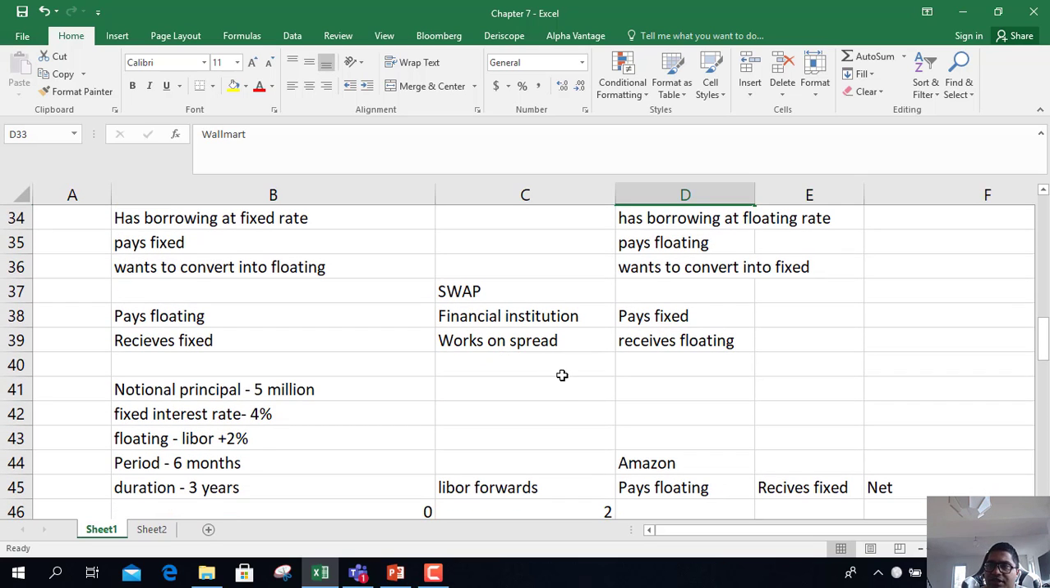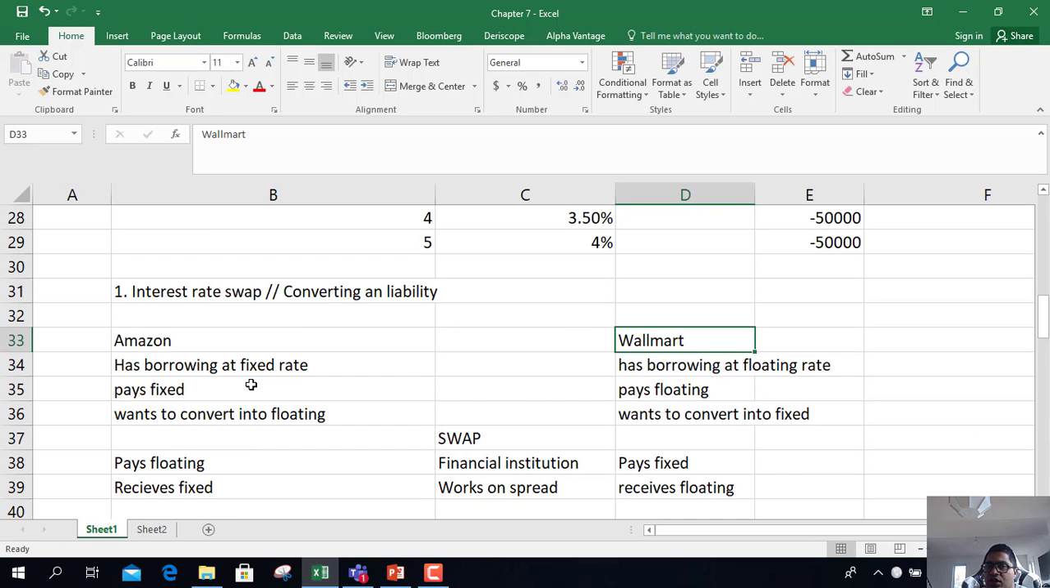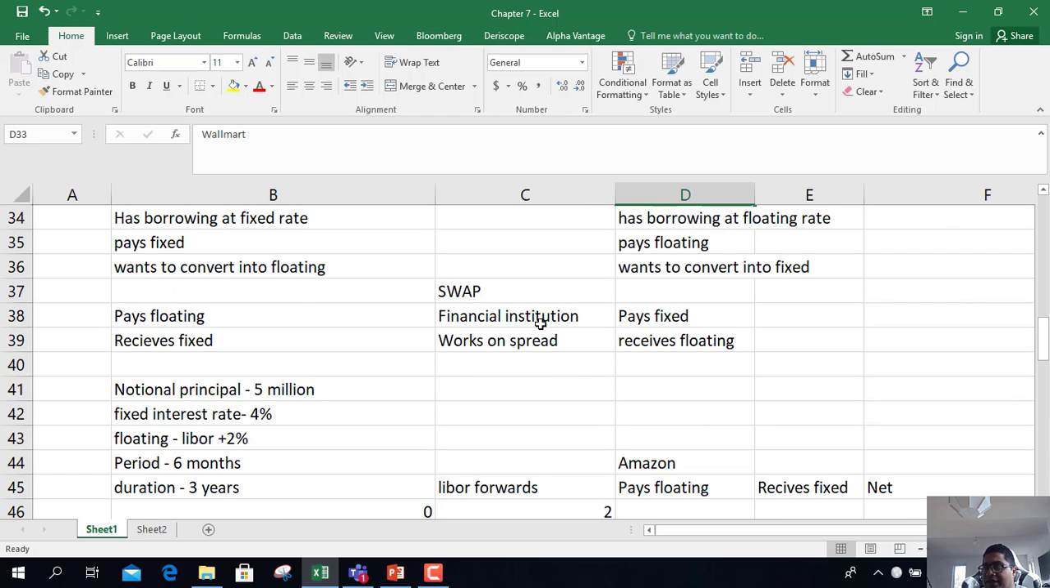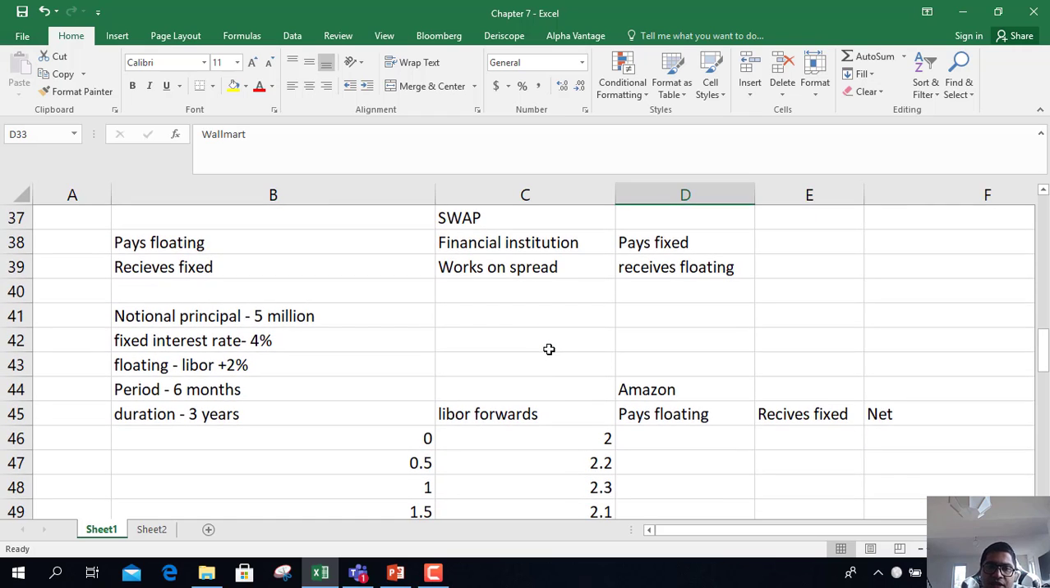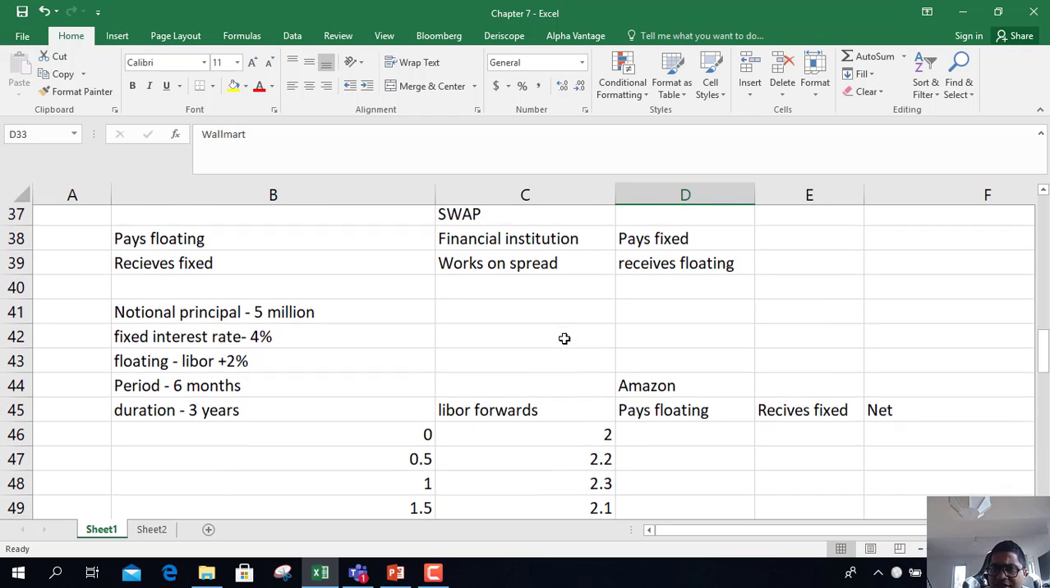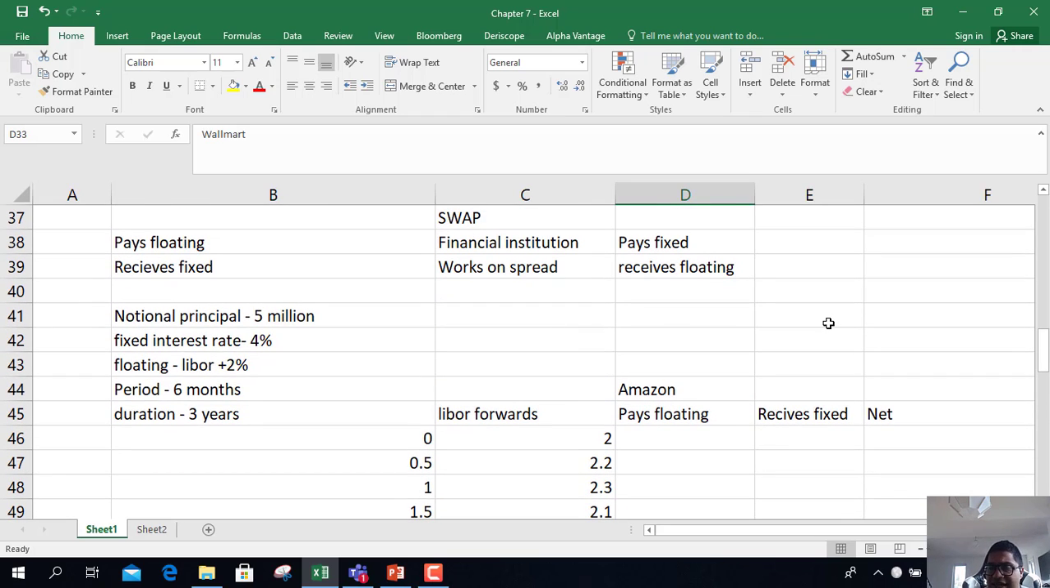Now let us assume they are not doing a bilateral agreement, they are going through a financial institution. So they are doing a swap agreement using, let's say, Bank of America. So these financial institutions generally work on spreads. So they will charge different rates to Amazon and Walmart, and the difference between those rates would be its spread. Okay, so let's completely understand this example by taking some numbers.